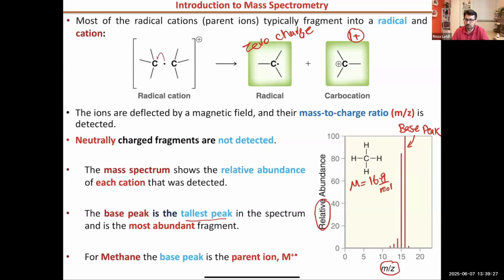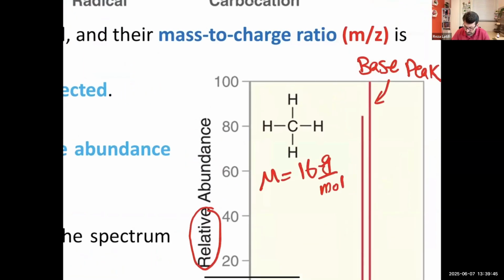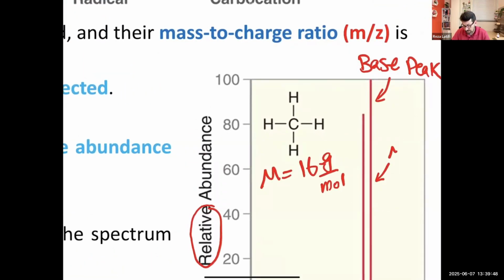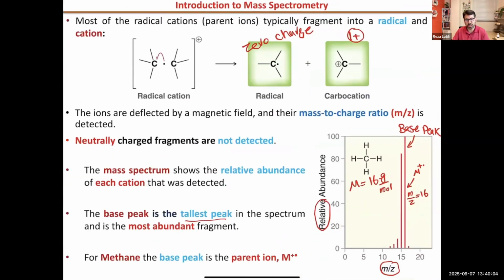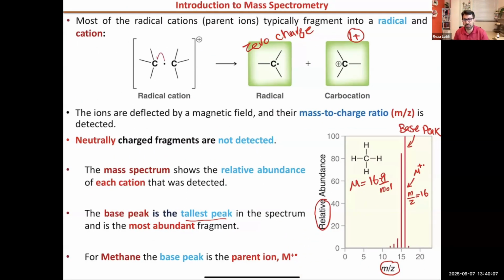Next, the molar mass of our sample is 16, and it happened that the M over Z of the tallest peak, or the highest peak, is also 16. So I'm going to say this peak is going to be the radical ion peak, or molecular ion peak, that has mass over Z equal to 16. So in this case, my base peak happened to be, technically, the molecular ion.